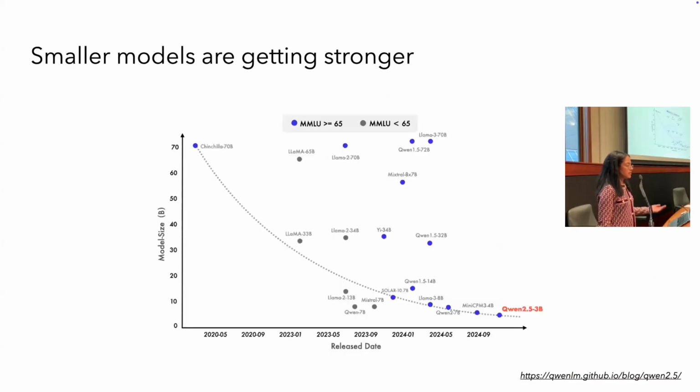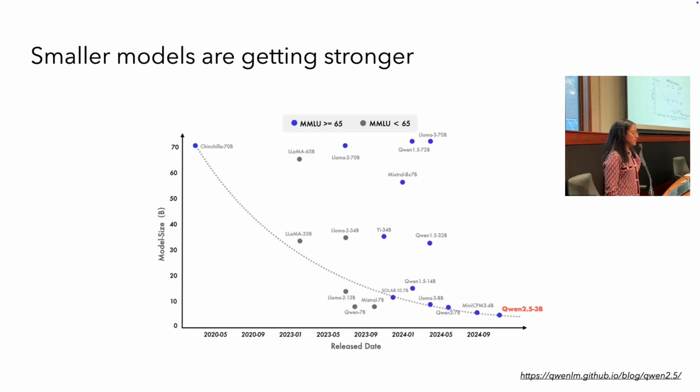For example, if you look at this chart from the Qwen 2.5 blog post, it shows that today we have some really good models that are only 3 billion and 4 billion parameters that score really high on MMLU, which is a really popular benchmark for evaluating models. And you can see here that the blue dots have more than 65 on MMLU, and the gray ones have less. And for example, Llama 33B had less. So now we have a 3B model that outperforms a 33B model that was released earlier on the MMLU benchmark. So I think now people are starting to realize that we shouldn't just scale models, but we should try to make them more efficient.